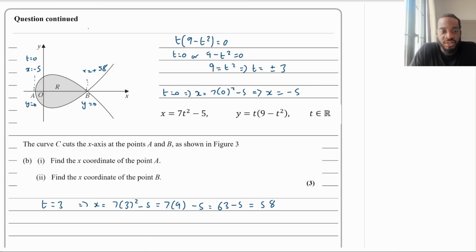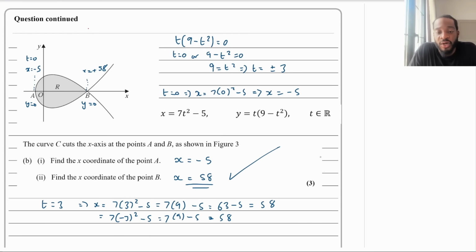And technically speaking, if I was to plug in the negative value, minus 3, we'd get the exact same thing, because that would just be 7 times 9 again, which is 58. So the positive and negative values of t give the exact same values for x. That is the same throughout every single x value as well, which is going to be important when we do part C. But yeah, that is it. The x coordinate of point A is x equals minus 5, and the x coordinate of point B is x equals 58. And that will give you the 3 marks.